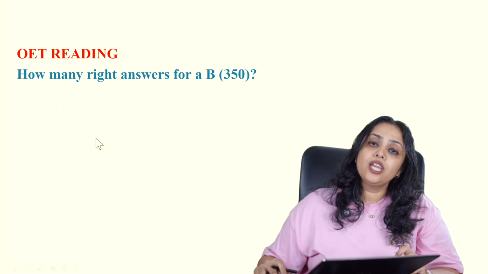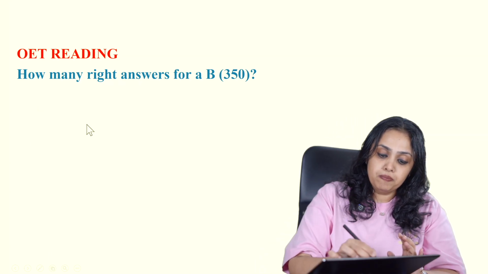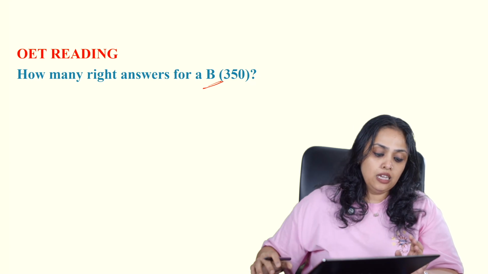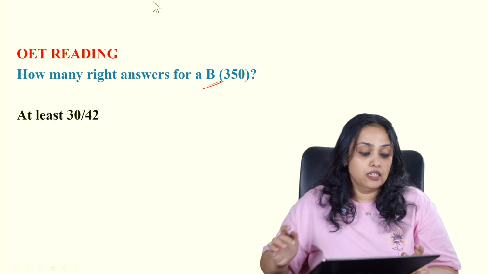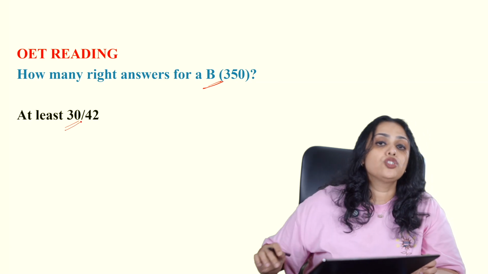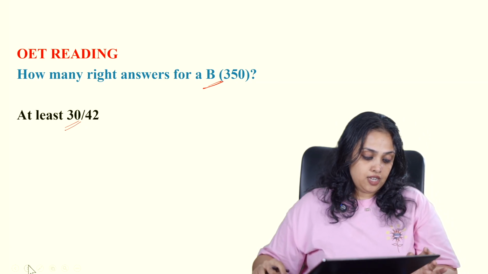And when it comes to reading, how many right answers do you need to get a B? Just like listening, you have to get at least 30 out of the 42 questions to get a B, or 350 out of 500.